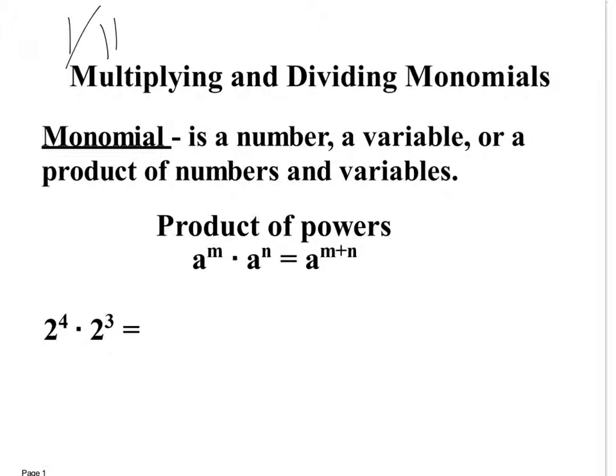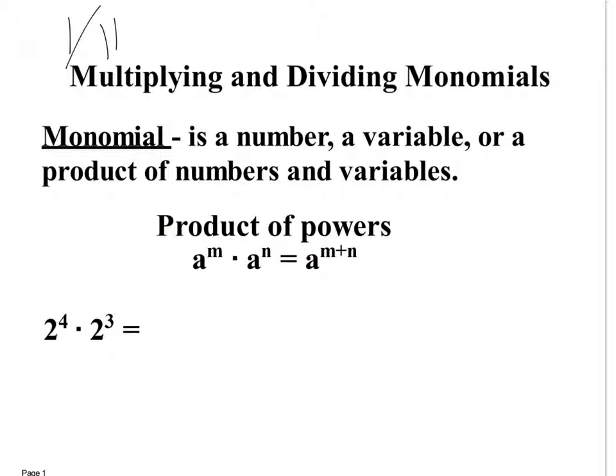Alright, today we're going to talk about multiplying and dividing monomials. Monomial is covered in section 4 that we skip over. We don't need to spend time on that one, but it just talks about what a monomial is. Here's a definition of it: it's a number, a variable, or a product of numbers and variables. That's not really important. What you need to know is what we do when we're multiplying those monomials.